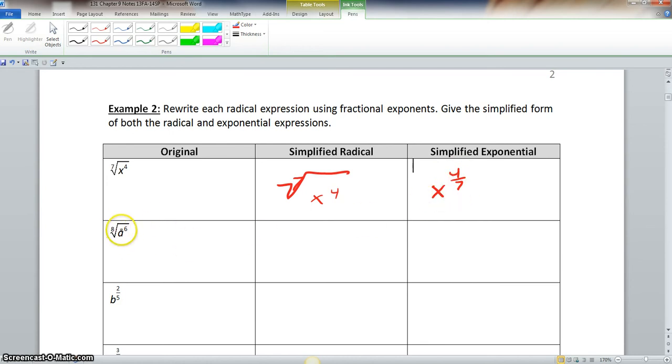Now we come to the 8th root of a to the 6th power. Okay, first of all, we cannot simplify. Well, I guess we can technically simplify this radical. 8 and 6 both have 2 in common. So this would be the 4th root of a to the 3rd power, and that will be the simplified radical. The simplified exponent will be a to the 3/4 power.